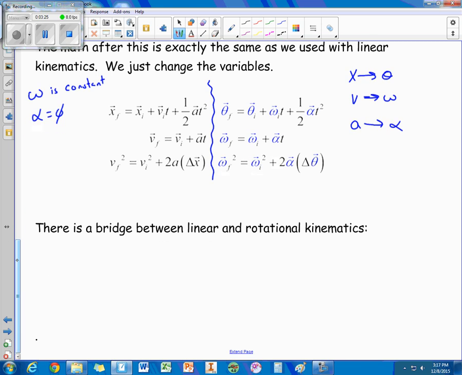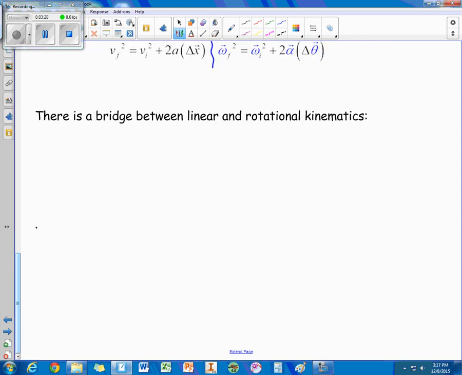We do have some bridges between the two. Linear speed equals radius times angular speed, so v equals r times omega. And also, acceleration equals r times alpha. So we do have those two bridges between rotational and linear.